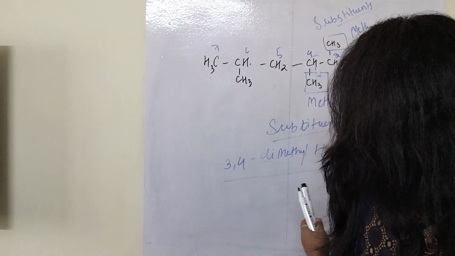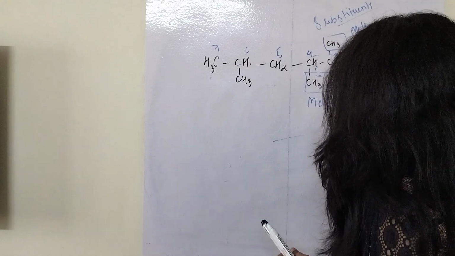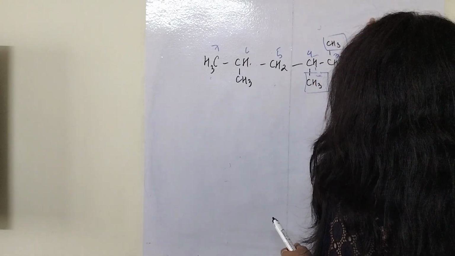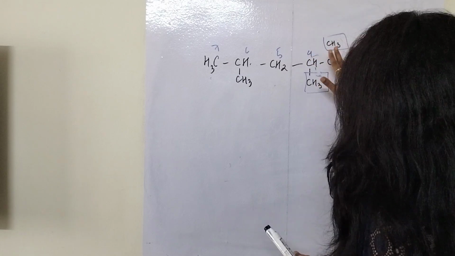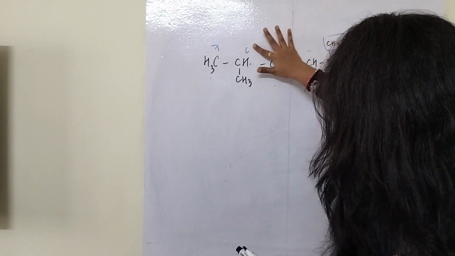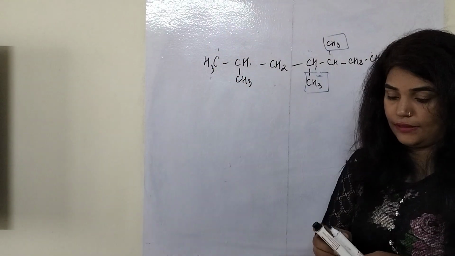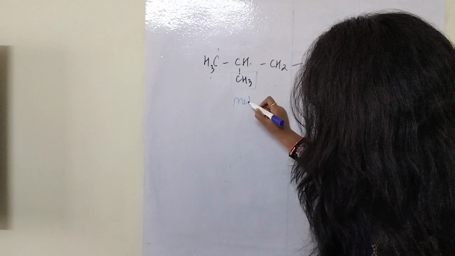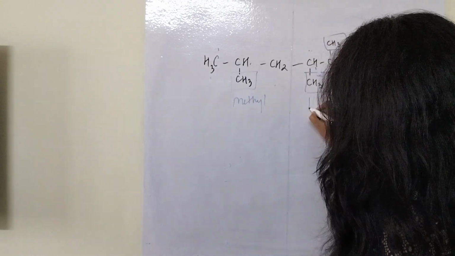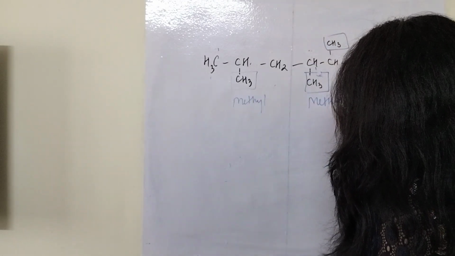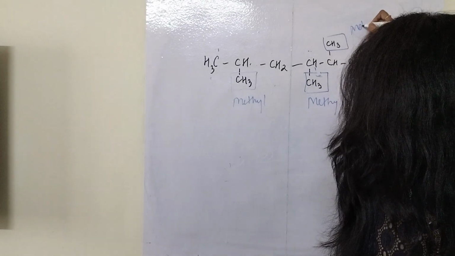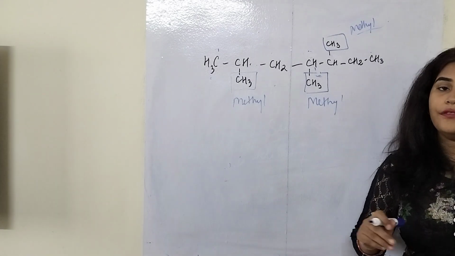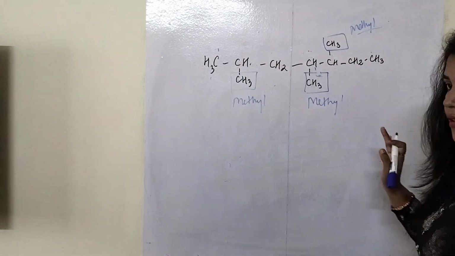Okay. And these all 3 substituents are named as methyl. These all 3 substituents are methyl groups. Methyl. Okay. Now we know that our longest carbon chain is this only.